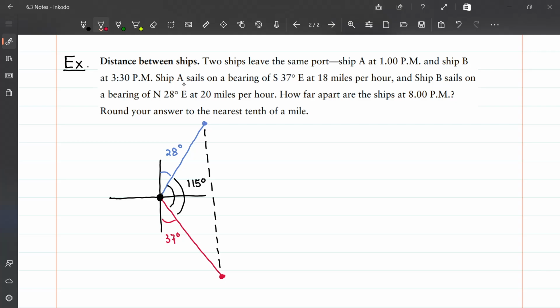Oh, well, ship A started at 1 p.m., and continued traveling until 8 p.m., which is when we try to measure distance. So that is going to be 7 hours. And it was traveling for 7 hours at 18 miles per hour. So if I do that multiplication, it appears that the length of the red side is 7 times 18, or 126 miles. Similarly, it looks to me like the blue ship B traveled from 3:30 until 8 o'clock, so that's going to be 4.5 hours. And for the whole time it was traveling at 20 miles per hour, so if I do 4.5 times 20, that would be 90 miles.